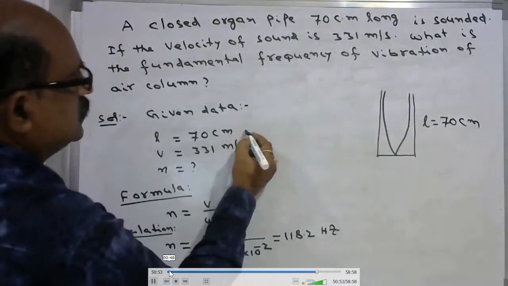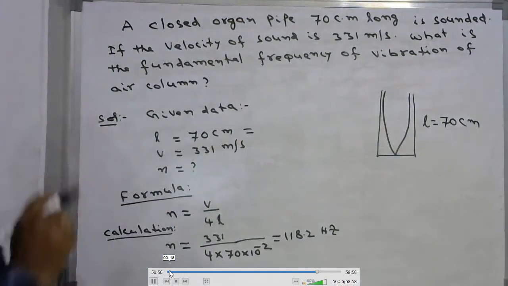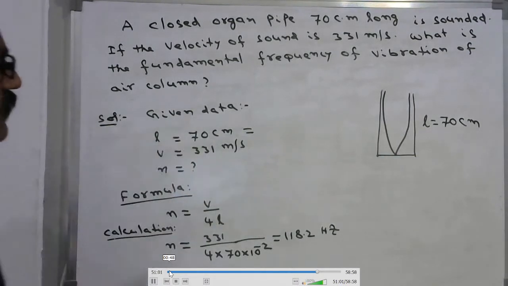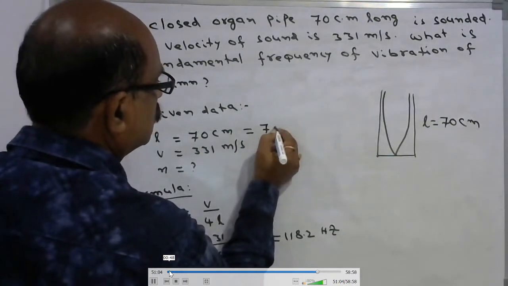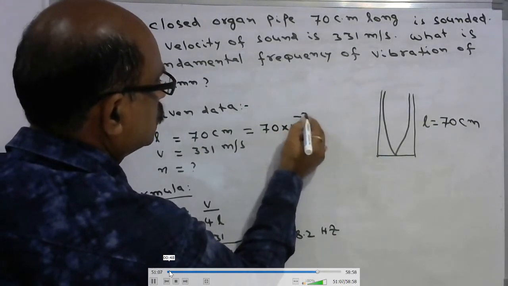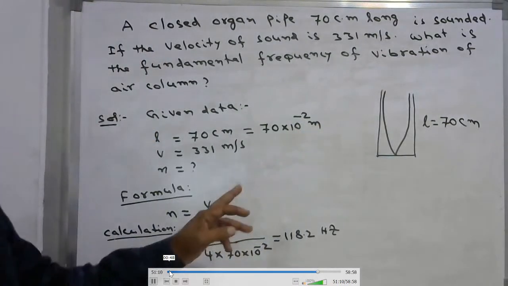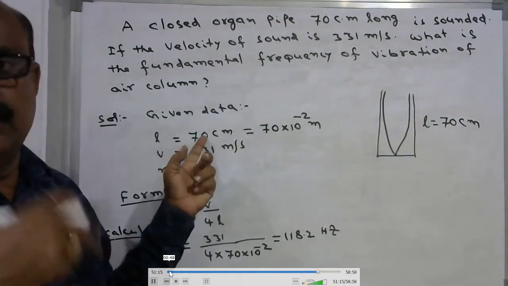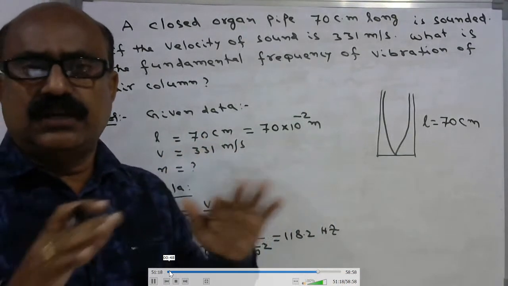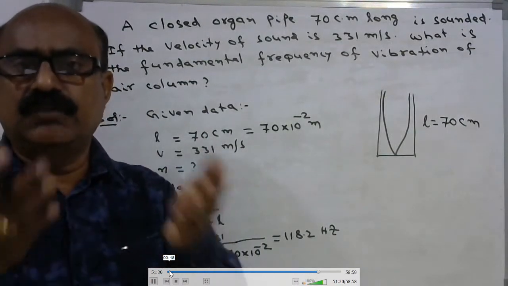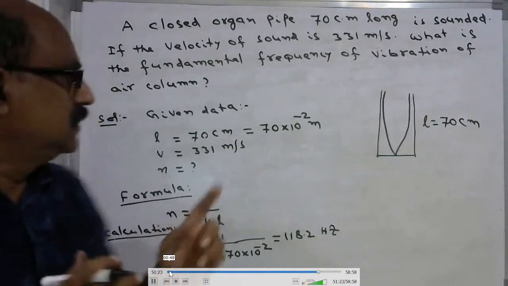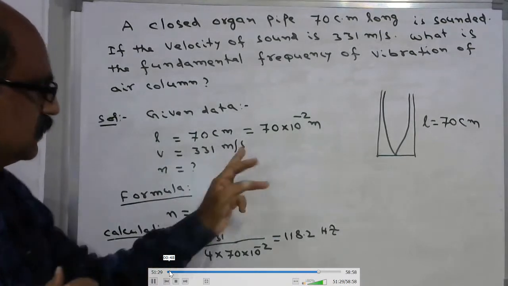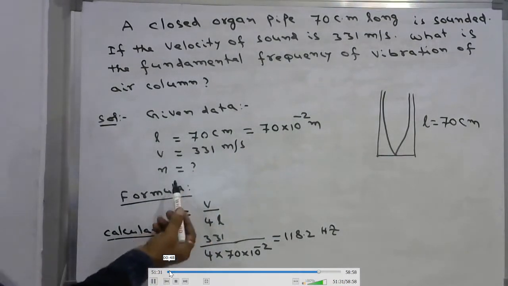But this is given in the CGS system, whereas velocity is given in SI units. So we have to convert this into meters: 70 into 10 power of minus 2 meters. There is a common mistake everybody makes: they directly substitute the value, but we always have to convert the units into a common unit, that is the SI unit. So the centimeter is to be converted into meter. V is given as 331 meters per second, and we have to determine the frequency.